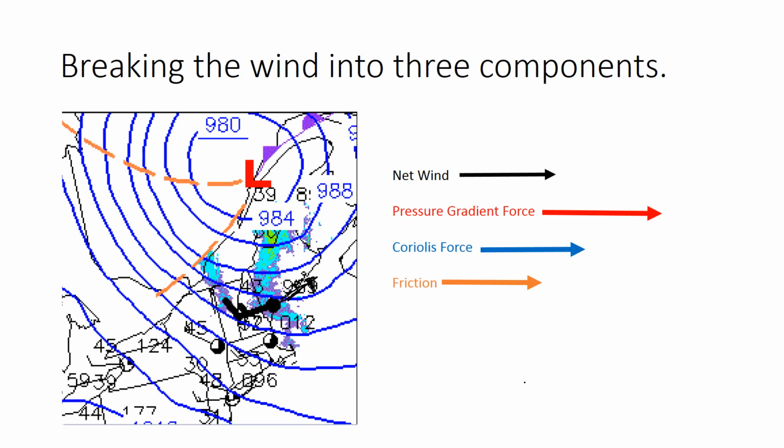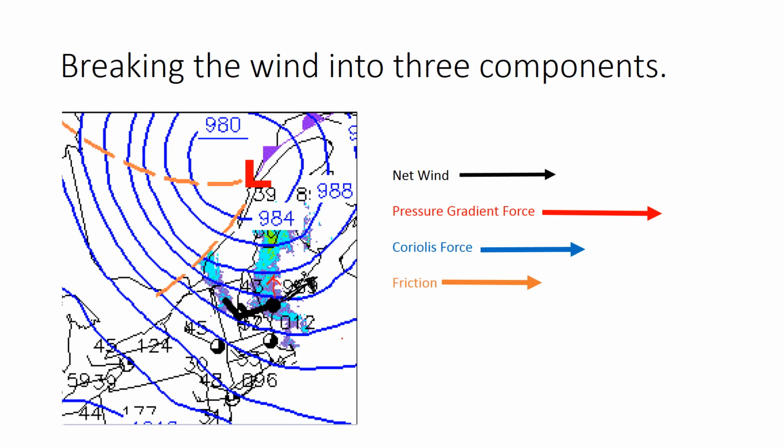The first one we need to look at is the pressure gradient force, which is in red. And the way that the pressure gradient force works is you identify the nearest isobar to the station. So we have the station here. The nearest isobar is right here. And what you're going to do is draw a red line that is exactly perpendicular to the isobar, pointing at low pressure. So it's going to look something like that. And I think that actually looks pretty good.